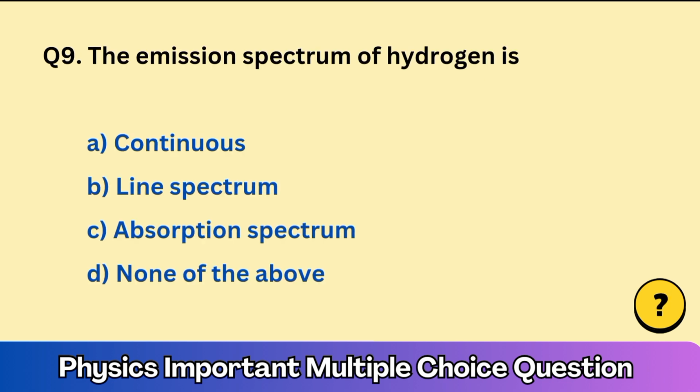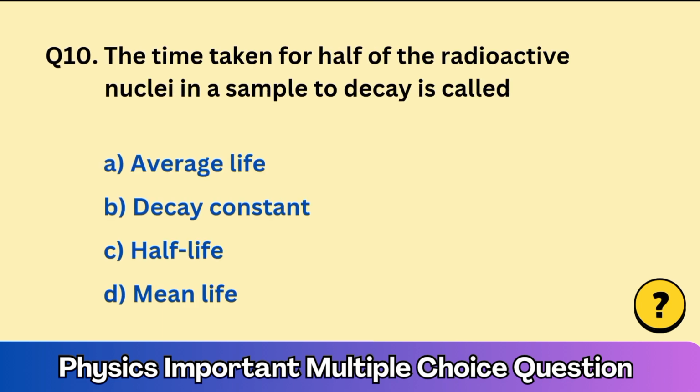Question number 9. The emission spectrum of hydrogen is. Right option is B, line spectrum. Question number 10. The time taken for half of the radioactive nuclei in a sample to decay is called. Right option is C, half-life.